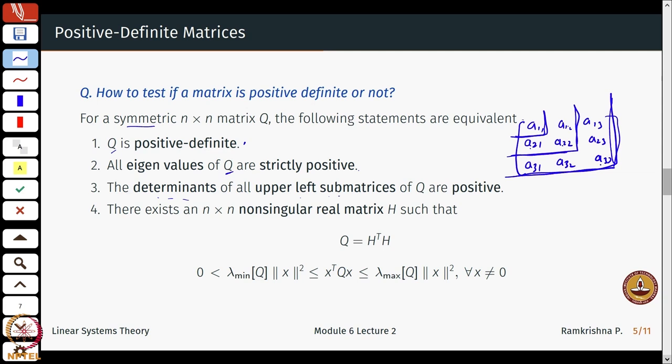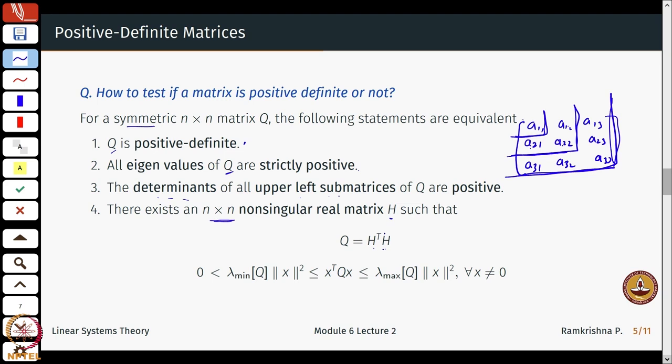Well, yes, there exists. So, Q is positive definite if there exists an n cross n non-singular matrix H such that Q can be represented as H transpose times H. Okay. So, again this H should also be invertible.